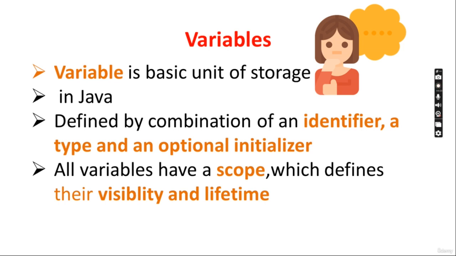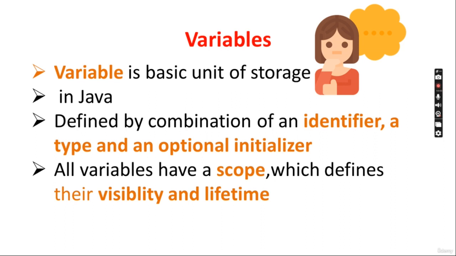How to define a variable? It is defined by a combination of identifier, type, and optional initializer. The identifier is the name of the variable you specify. The type is the data type of the variable, and then the optional initializer. Initializing is not compulsory, but I recommend that every time you create a variable, you initialize it, because it prevents garbage values from being stored inside the variable.